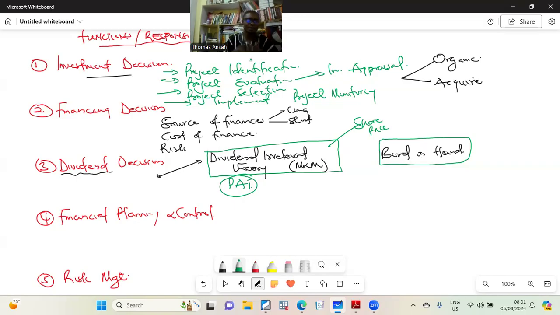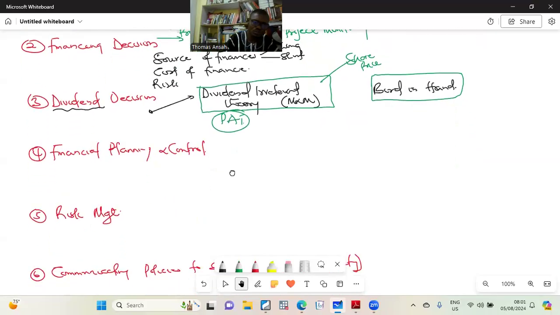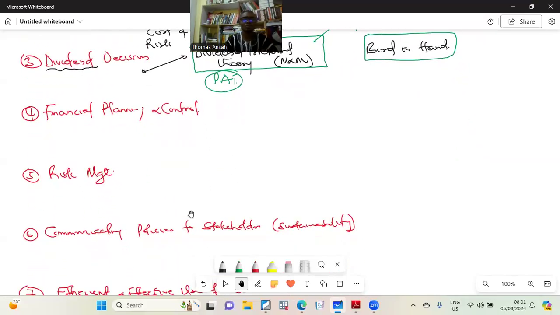Then we have financial planning and control. Here, the whole thing is that you should plan your finances well. And that is where we will be talking about working capital. It's part of working capital. You see, the issue is that sometimes you can have some people who don't plan their things well.